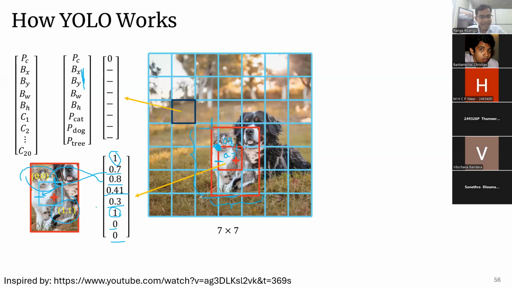But if you take a cell where there is no object, this cell, there is no object in that. So you put 0 here and all these numbers are zeros. Nothing to be there. All these numbers are zeros. No object.